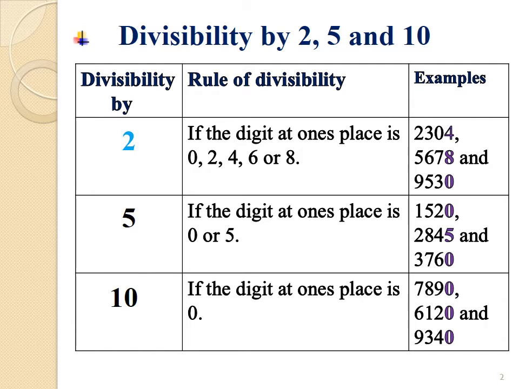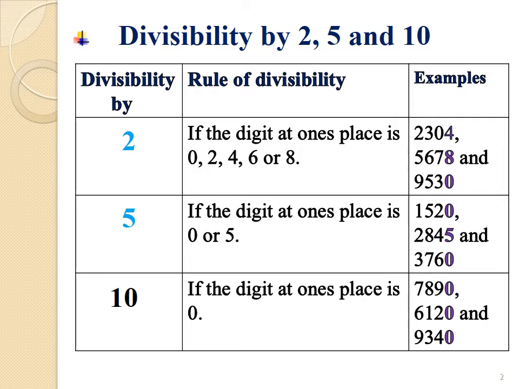Now, divisibility by 5. A number is divisible by 5 if the digit at its ones place is 0 or 5. Example, 1520, 2845 and 3760. Students, these numbers have 0, 5 and 0 respectively at ones place. So, all these numbers are divisible by 5.